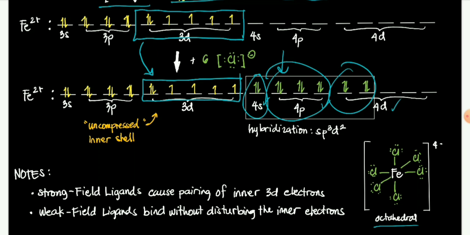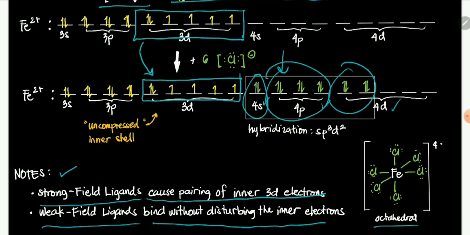Okay? So, some notes. Strong field ligands cause pairing of the inner 3D electrons, while weak field ligands bind without disturbing the inner electrons. So yan lang yung sinasabi ng ating valence bond theory, okay, sa mga coordinate covalent bonds ng mga transition metals. So to be able to expound this, you need some courses on higher chemistry. So pinakita ko lang dito yung valence bond theory on coordinate covalent bonding. So ganyan lang siya na-form. That is the idea on how coordinate covalent bonds form from the valence bond theory.